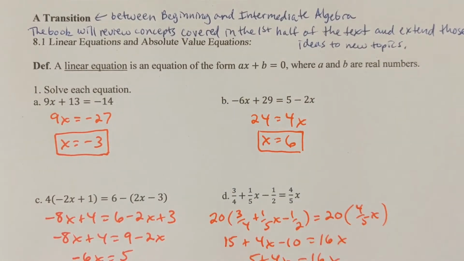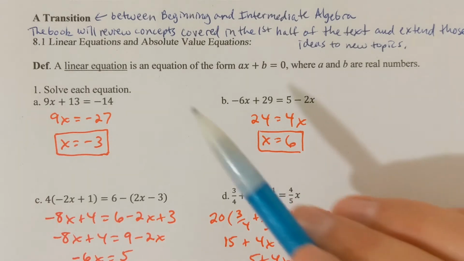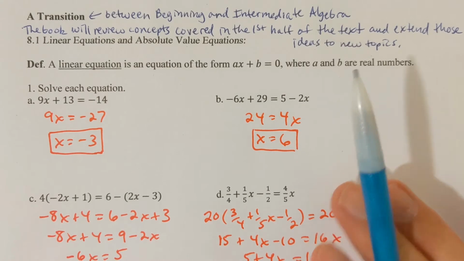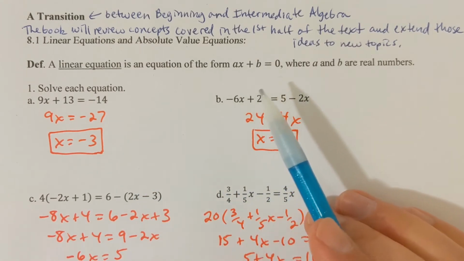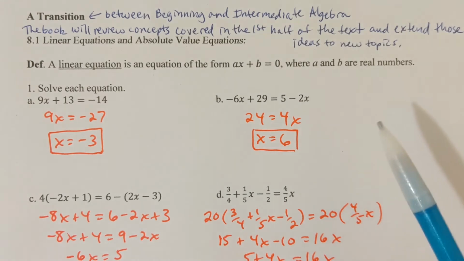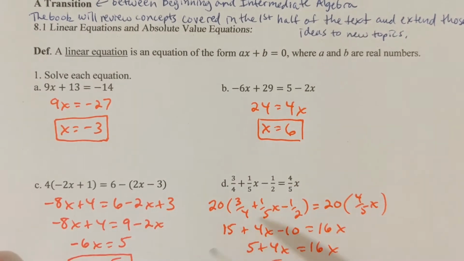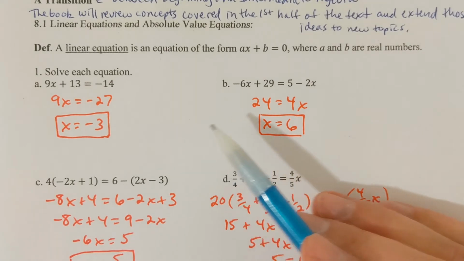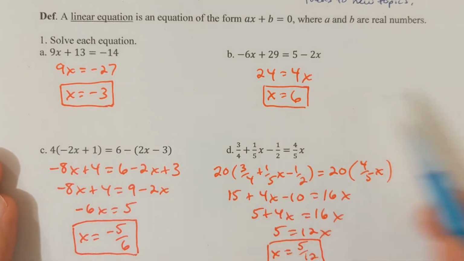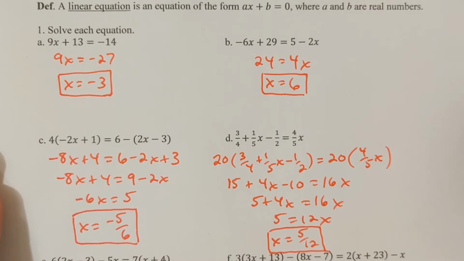8.1 is all about linear equations and absolute value equations. So there's several times earlier in the book where they talk about linear equations, and so they're reintroducing that again. Definition: a linear equation is an equation of the form ax plus b equals 0, where a and b are real numbers. So I've got some examples here. We're going to solve some equations. Of course, when I solve an equation, I want x on one side and all the other numbers on the other side, right? So let's begin doing that now.